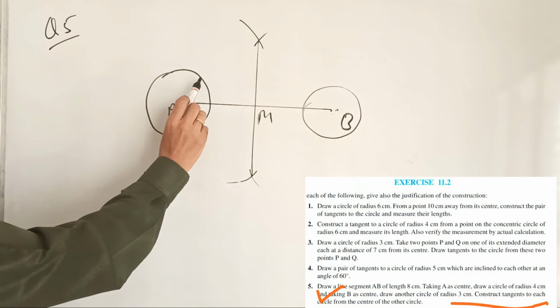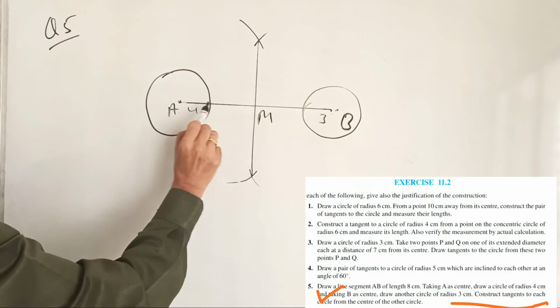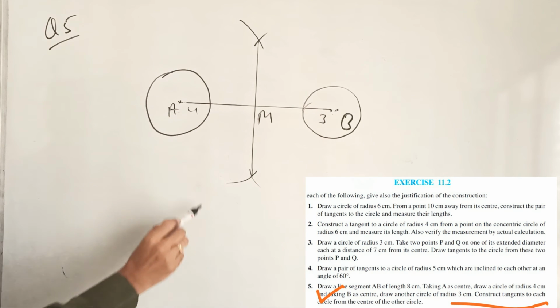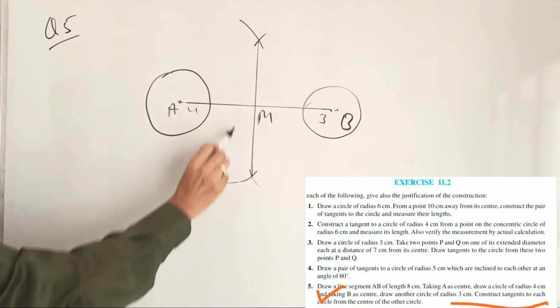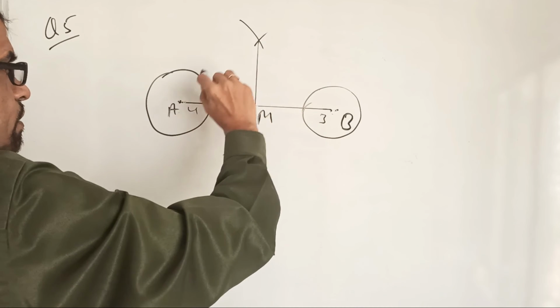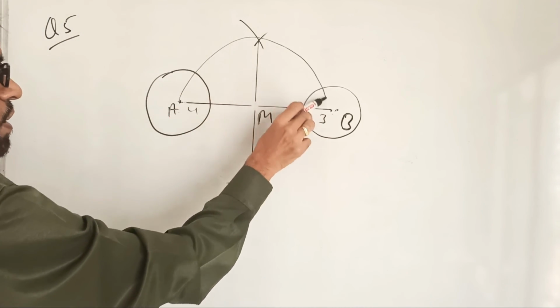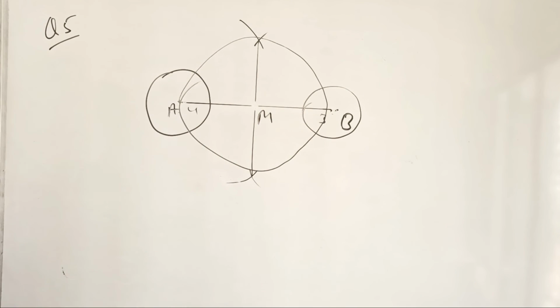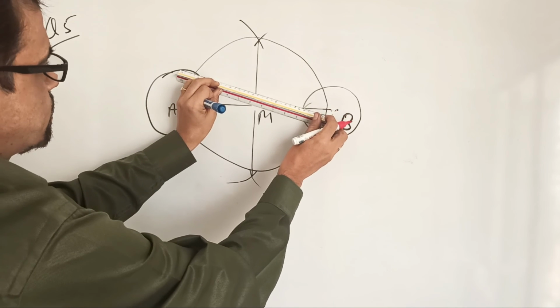Okay, student, what we did here, listen: two circles are given with radius 4 centimeter and 3 centimeter in the question. AB is 8 centimeter. So we need to draw the tangents from the center to this circle and from the other center to that circle. We bisect this. Now with center M, radius MA or MB, draw one circle with the help of a compass. I am drawing it roughly. Okay, student. Now listen, from this one we need to draw the tangent. So from this center, let the tangents be this.